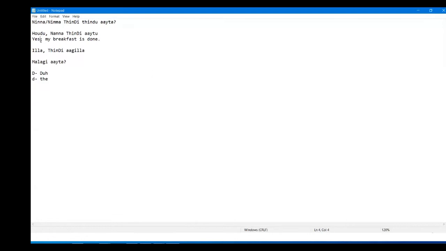In most cases, howdu is sufficient. If the question is, are you done with your breakfast? It suffices to say yes, right? But here I'm just using the full sentence, so you get used to the words. So howdu is basically yes, and illa is no. So here my response is no. Nanna tindi agilla. My breakfast isn't done.